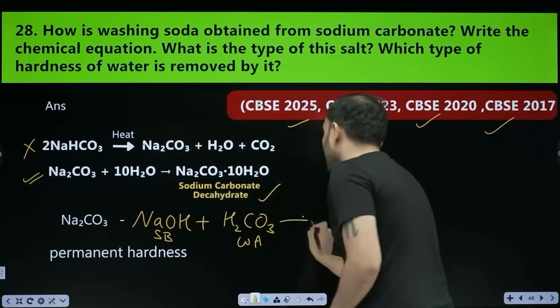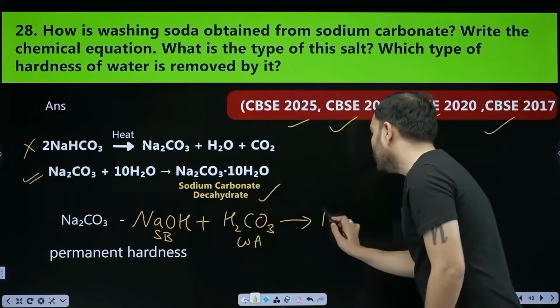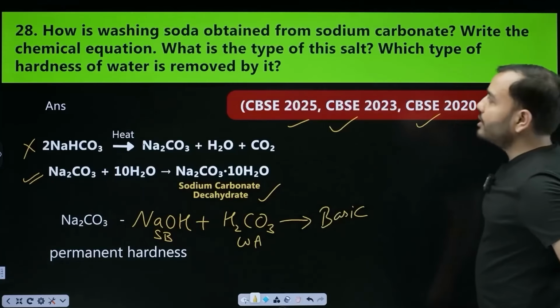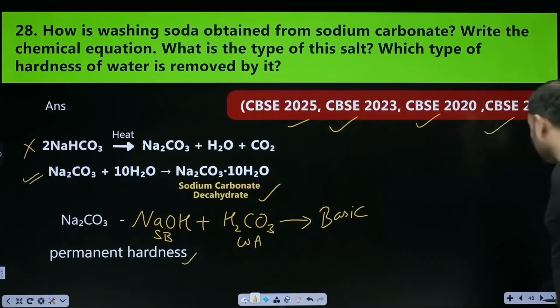Carbonic acid is a weak acid. One strong, one weak. The strong one wins. So now what would it become? Basic in nature. Which type of hardness is removed by it? Permanent hardness. Ask multiple times.